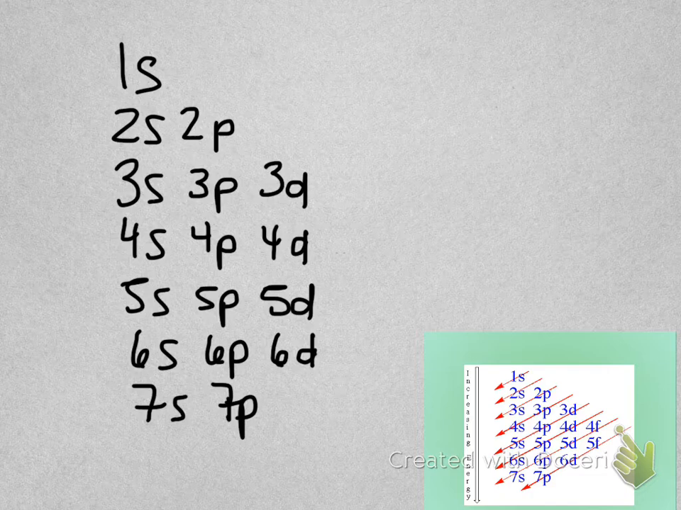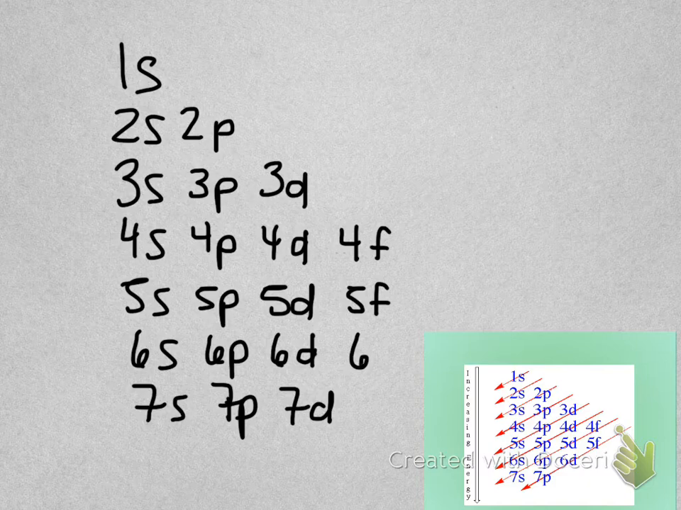We do have to do our f's, however. So these start with 4f and 5f. We could write 6f, but again, we don't know of anything that exists on the 6f subshell. So we very often stop the diagram like this. You are welcome to continue it if you would like.